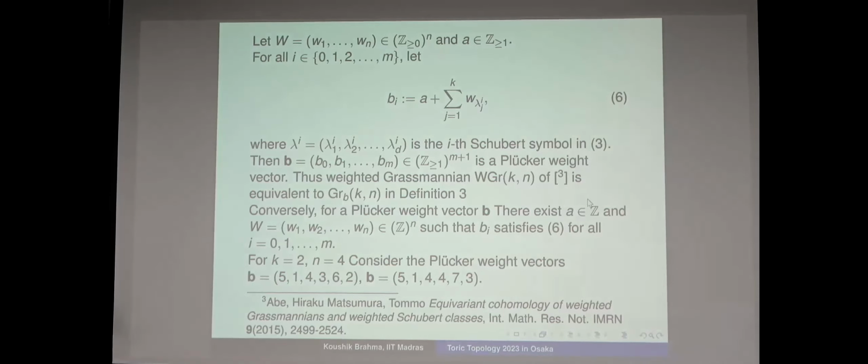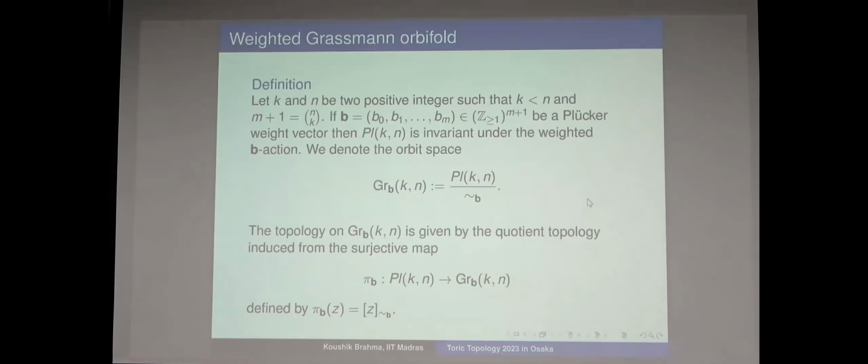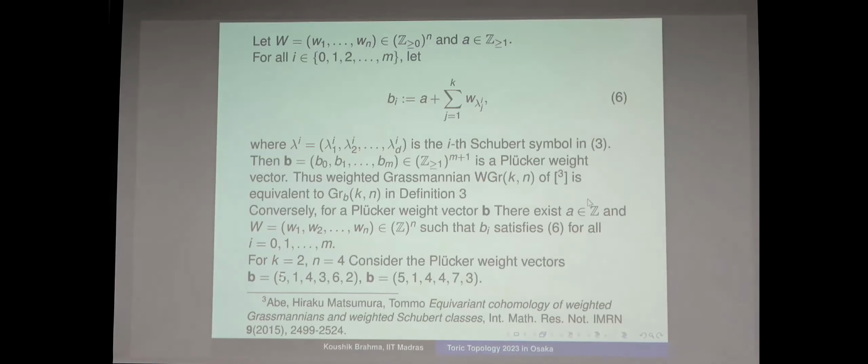There are some extra Plücker vectors that cannot be derived from W and A. For example, we can see these examples, where the second component is 1. If we try to find some W and A, and fix A as a positive integer, then W may come out as negative integers. So these two conditions cannot be satisfied together. This is basically a much bigger class that contains the weighted GRDN defined earlier.